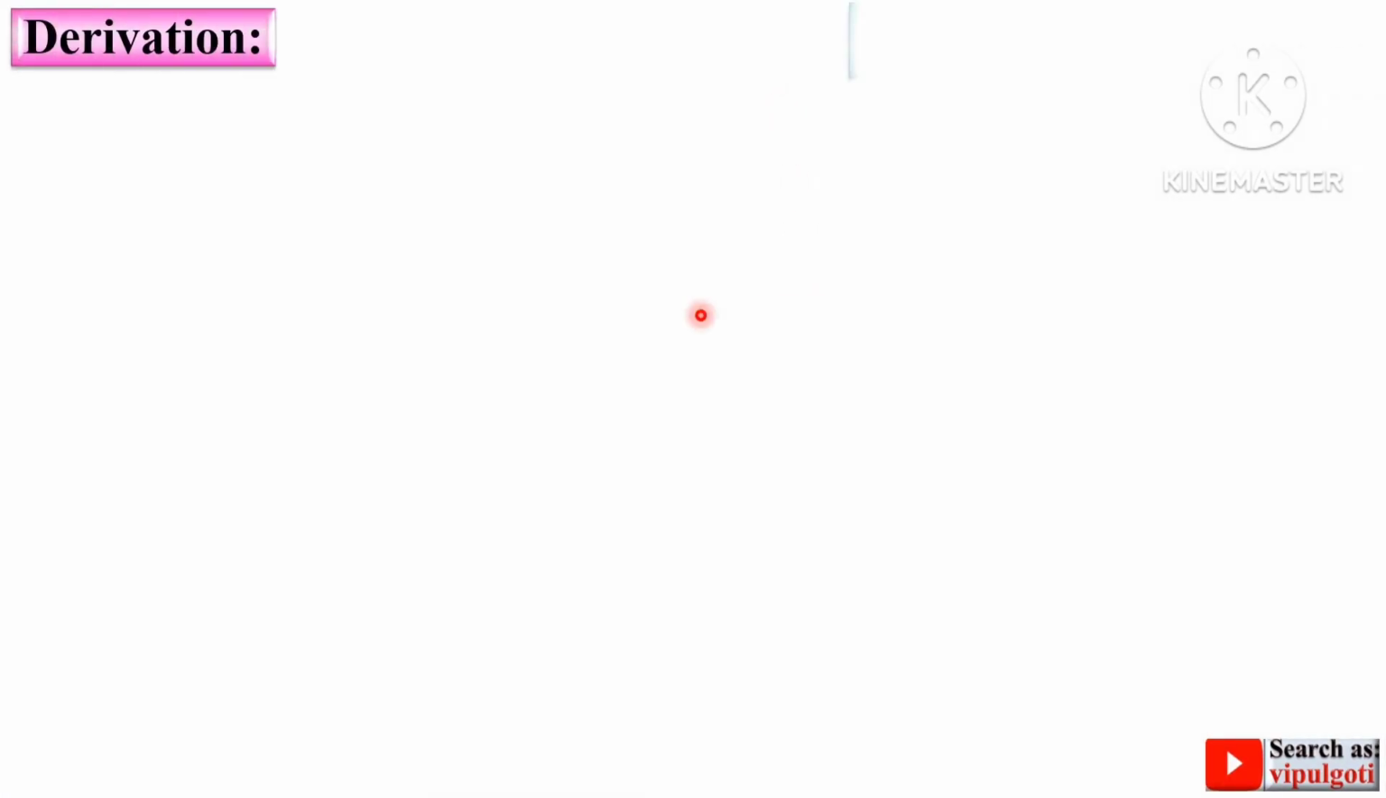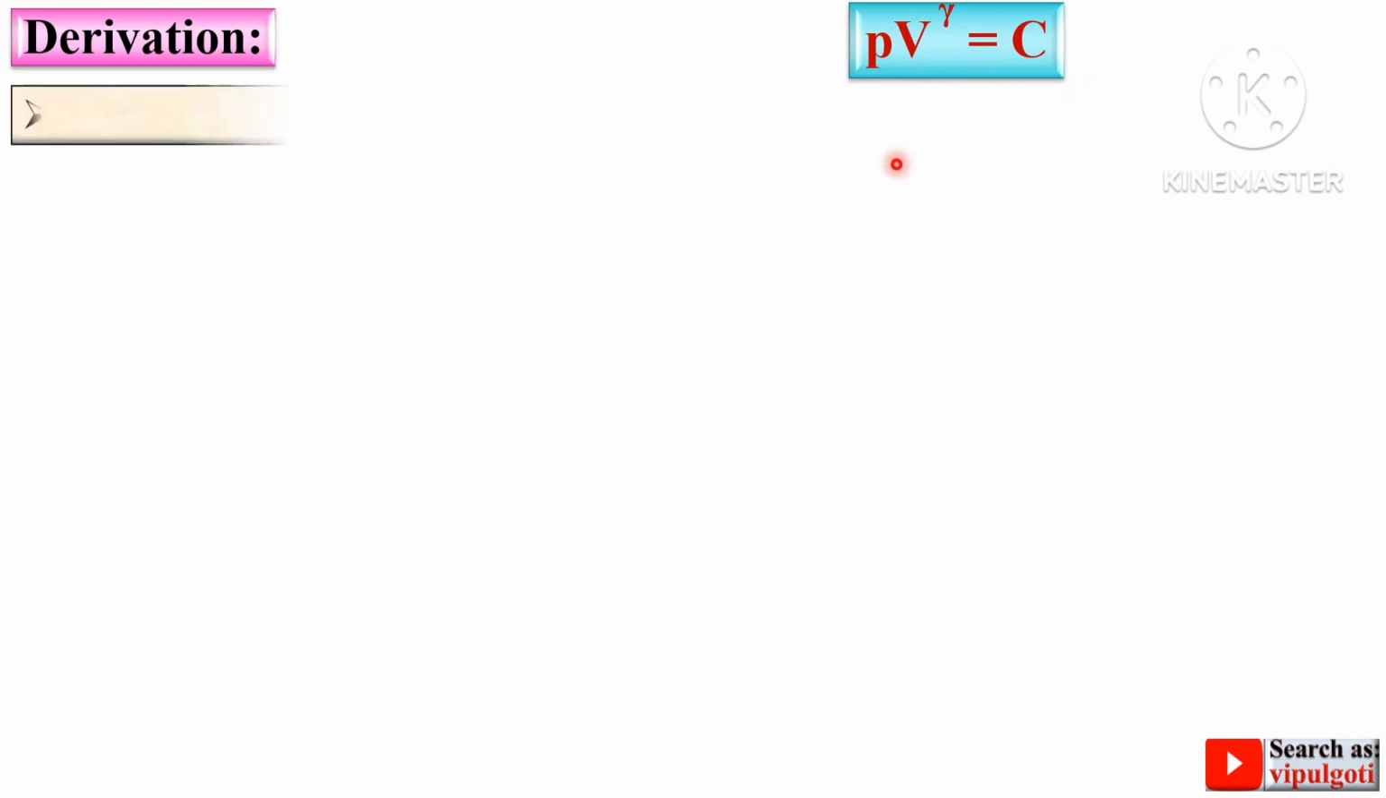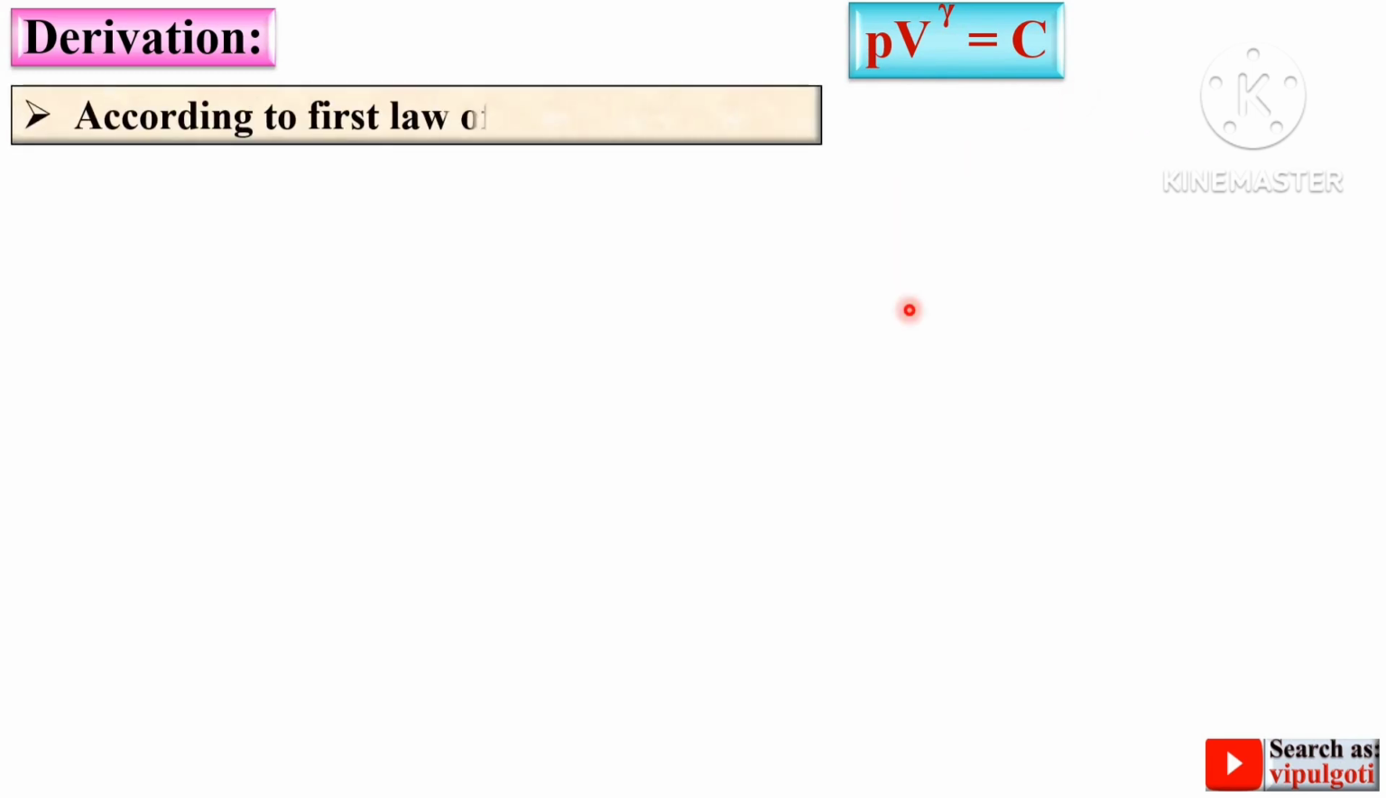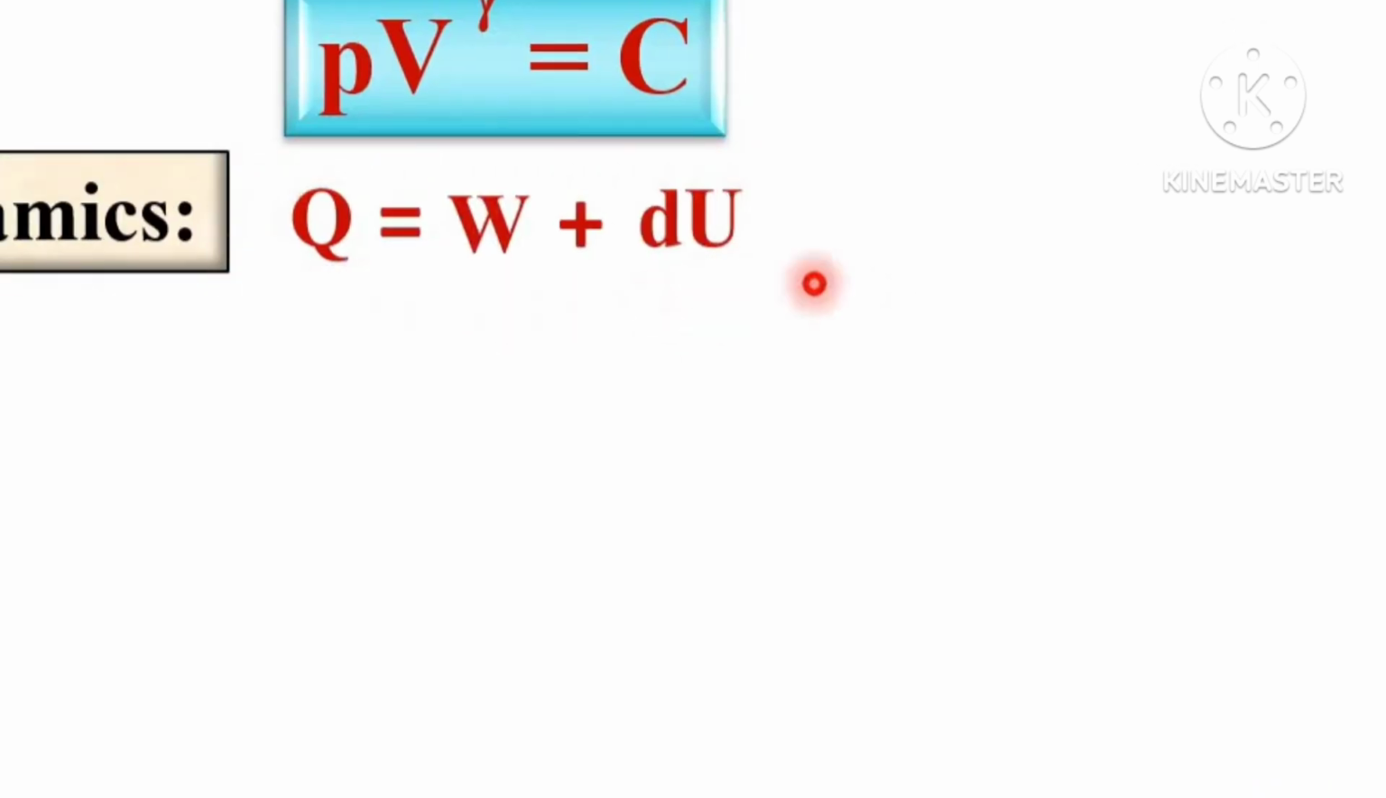Now the last portion, derivation of the equation PV^gamma = constant. This is the governing equation for the adiabatic process. According to the first law of thermodynamics, you know that Q = W + dU. This is the mathematical form of the first law of thermodynamics, where Q is the heat transferred, W is the work done, and dU is the change in internal energy.